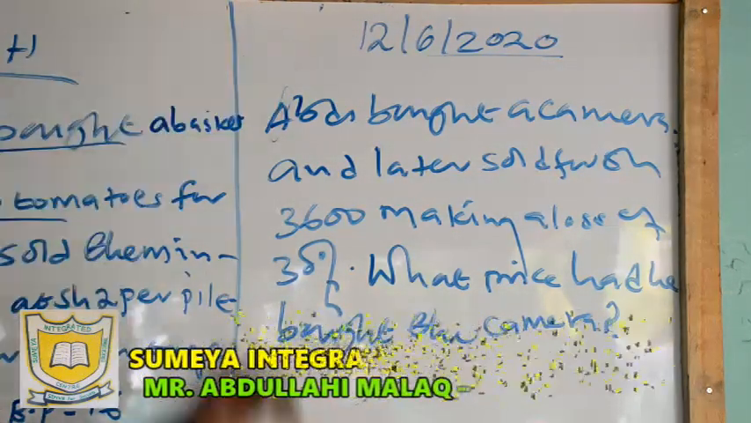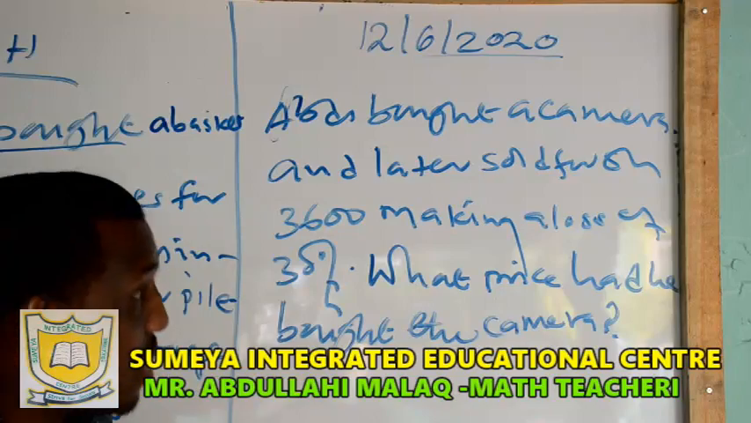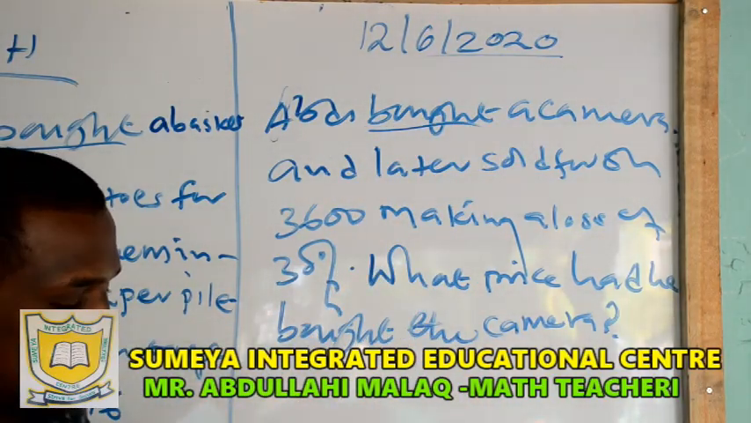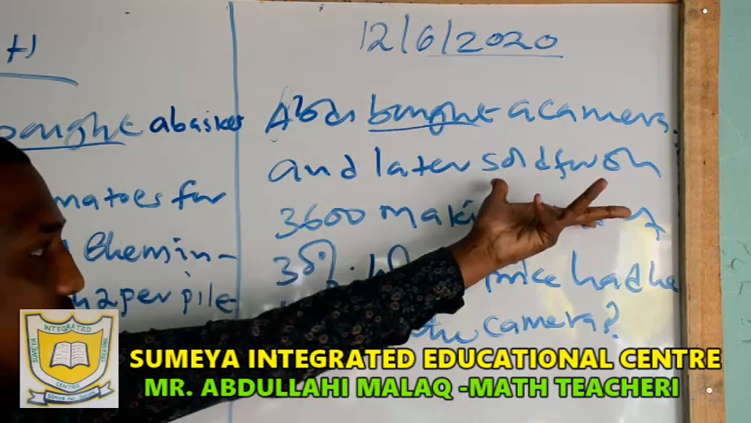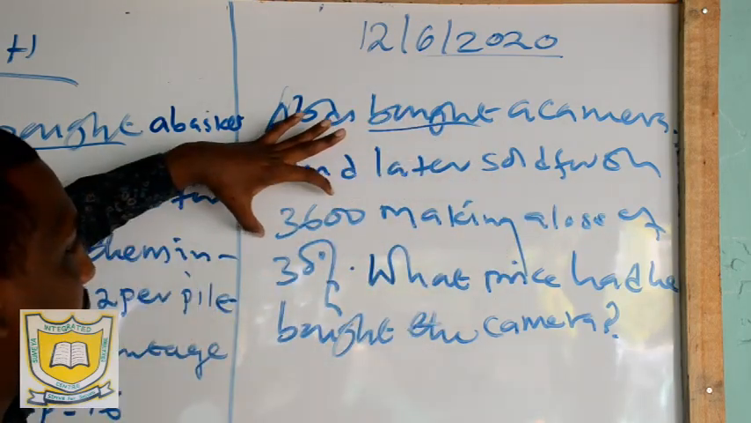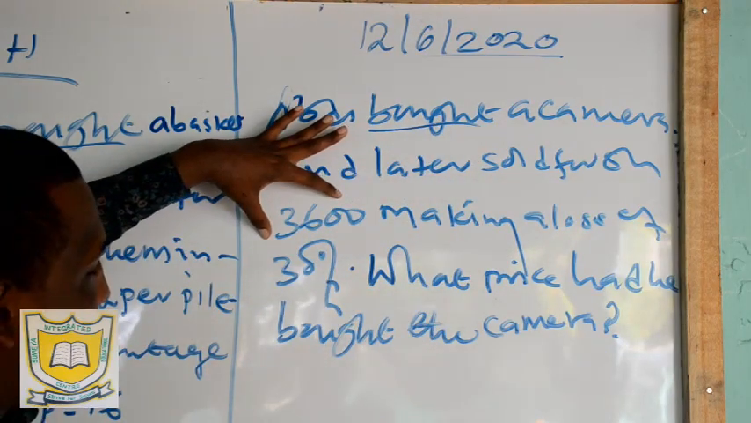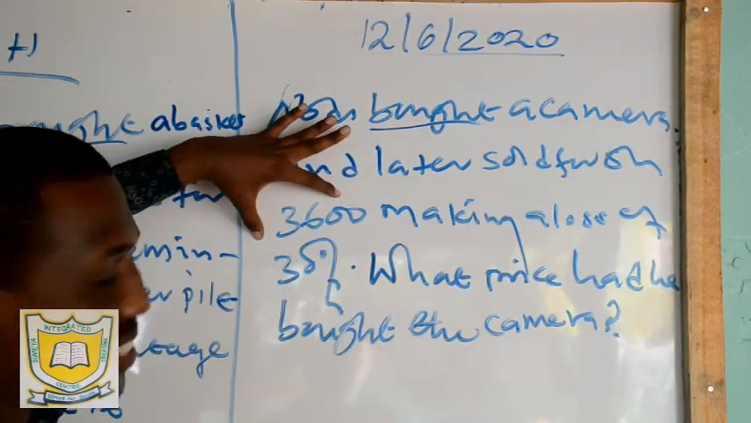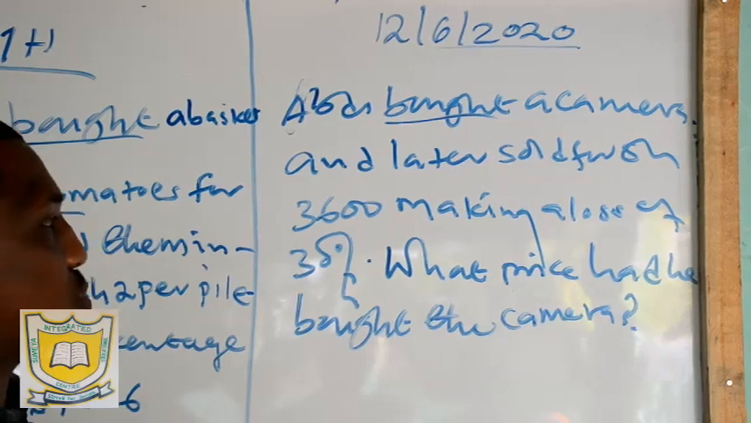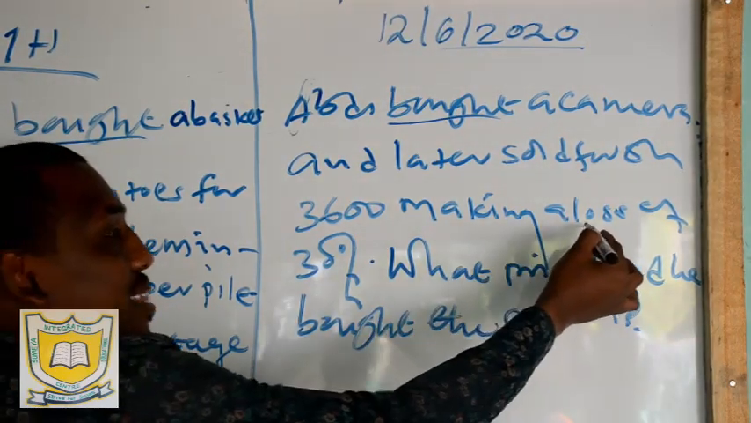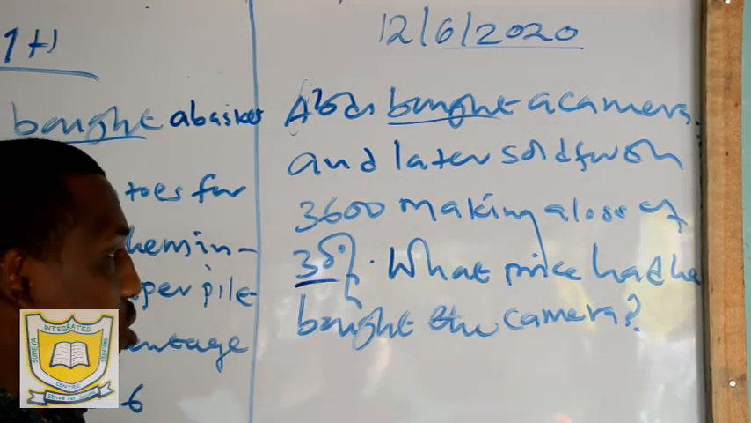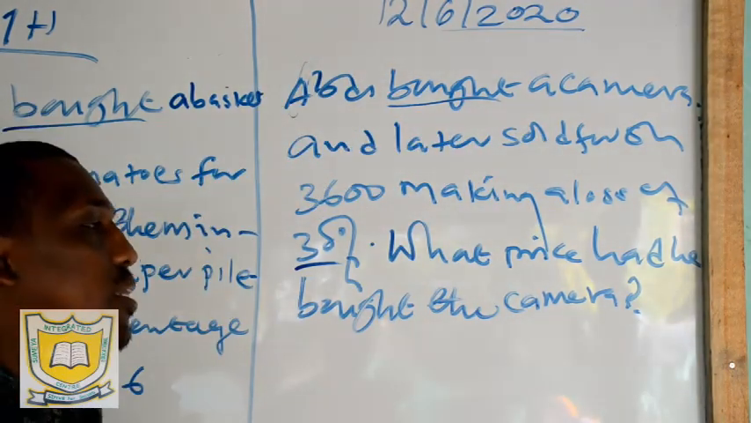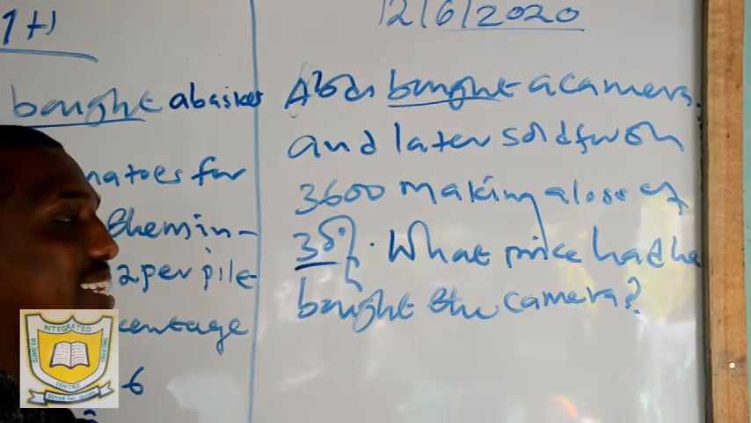Yes. Abdi bought a camera and later sold it, but we don't know the buying price. He later sold it for shillings 3,600, making a loss. Making a loss means alibata hasara, 30%. The question is asking, what price had he bought the camera? So what they're asking is the buying price.